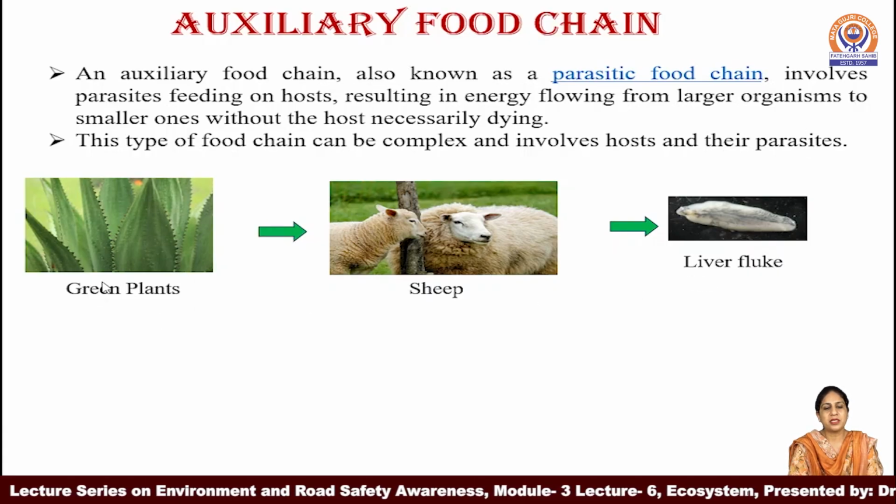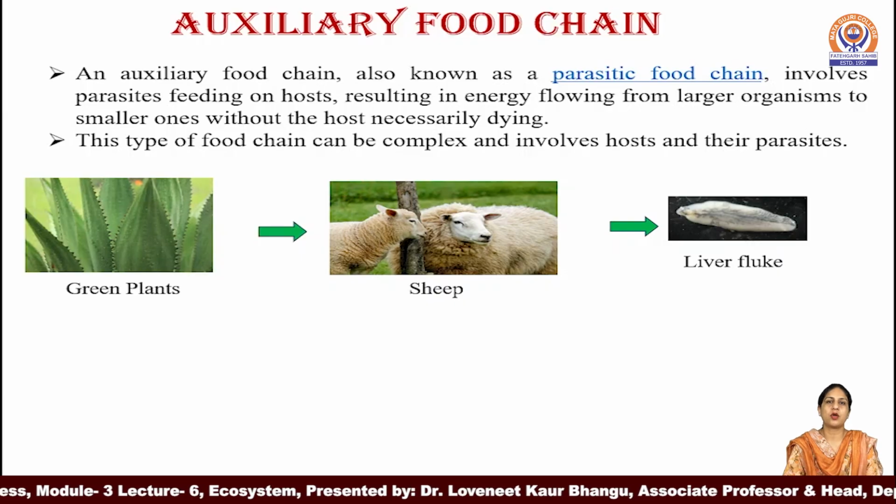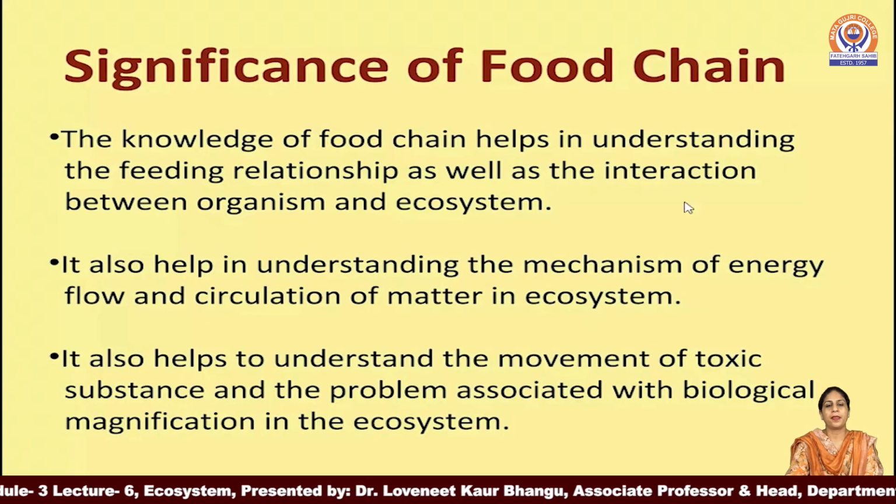So an example can be seen over here. First of all, we have green plants that are being fed upon by sheep as a primary consumer. And next, there is a liver fluke, which is a parasite residing on the sheep. So this type of food chain is known as auxiliary food chain. Next, coming to the significance of food chain.